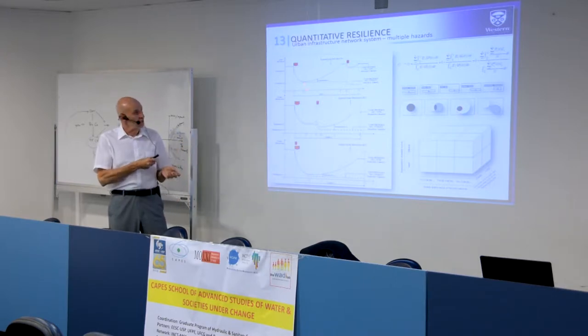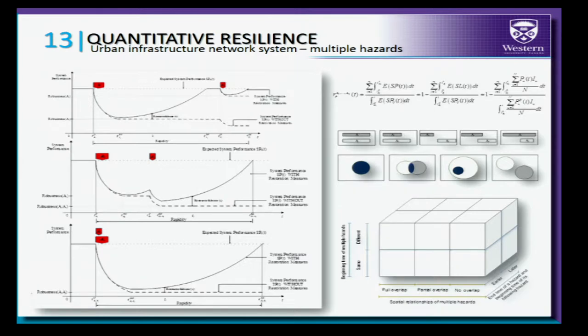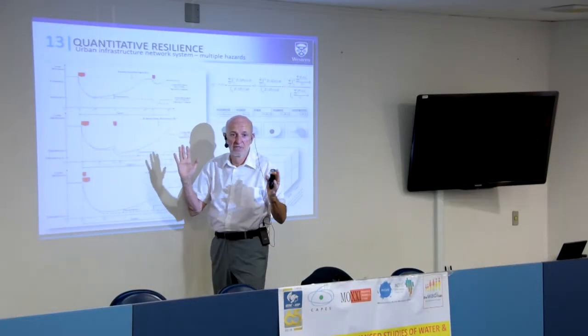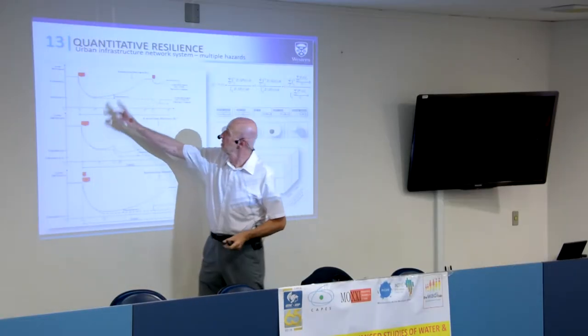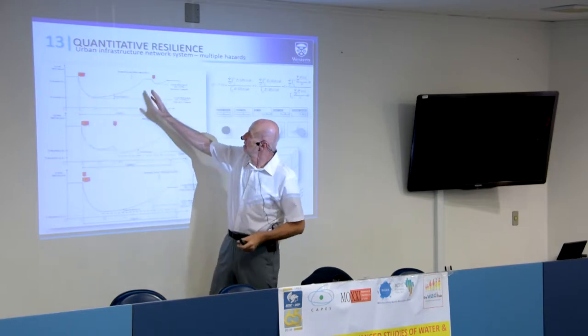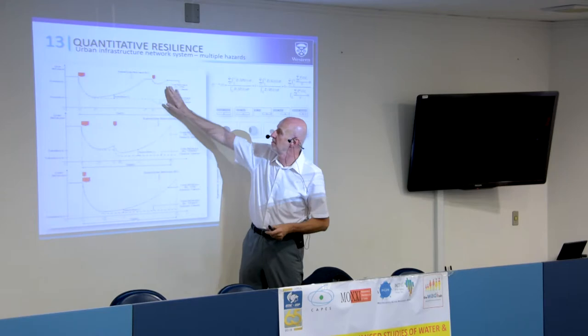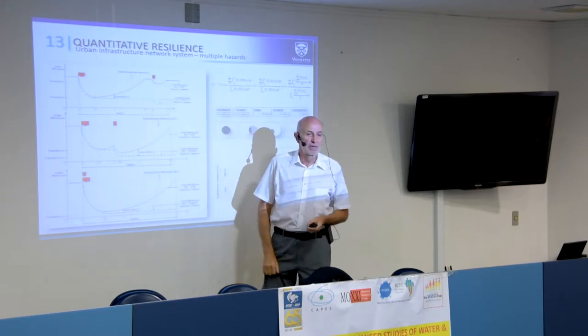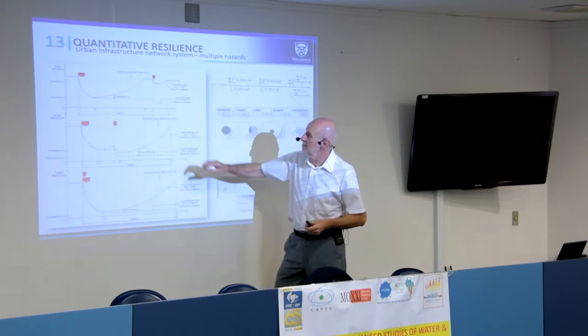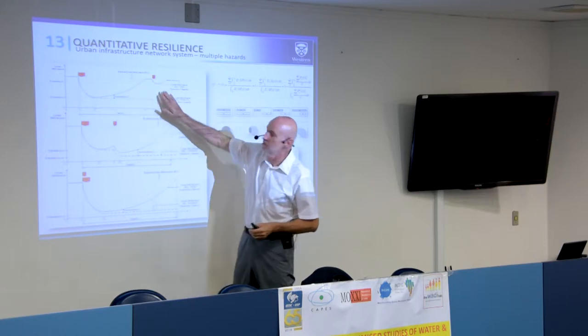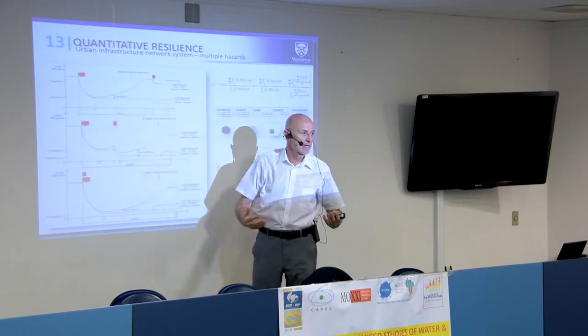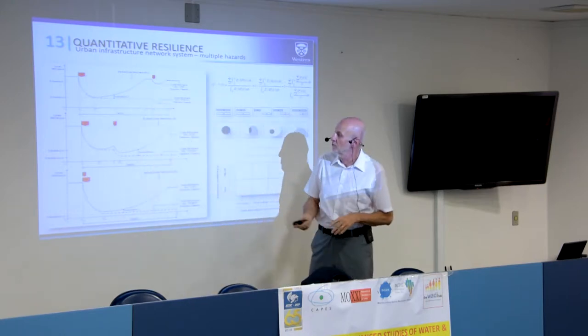So the first one is the situation where the resilience is relatively simple, the addition of the two areas. You're treating them as kind of independent. They are not affecting each other because the recovery from the first hazard is already completed before the second one comes. So by adding these two, you will find the total resilience of the system.